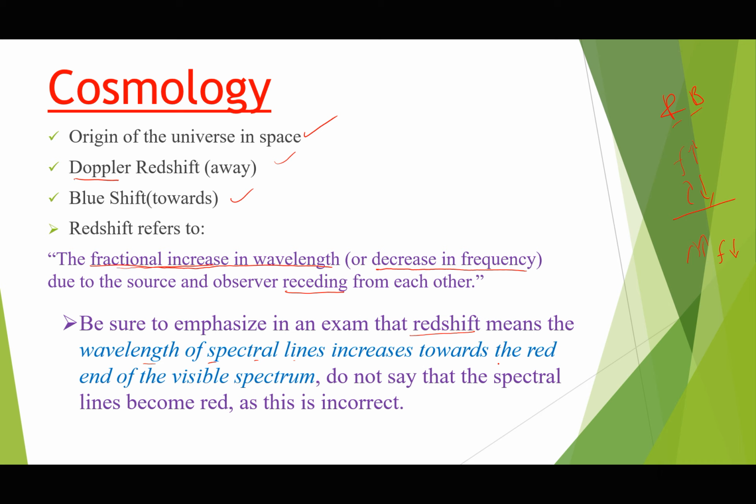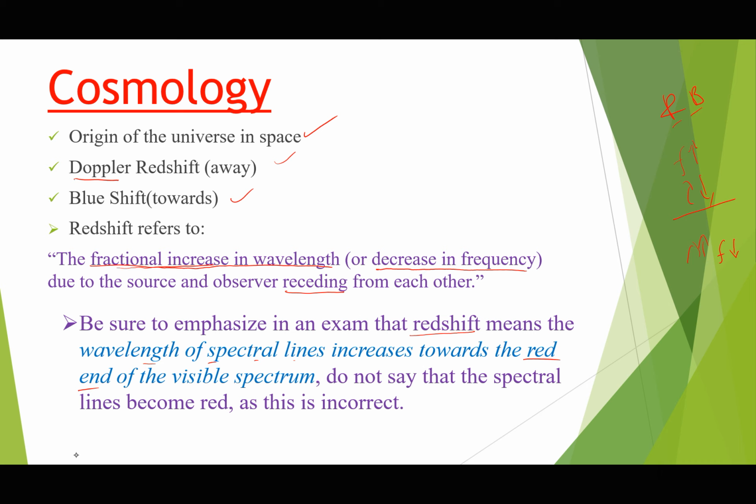A layman, or someone who is not really prepared, may think the spectral lines are becoming red, or that the wavelength is becoming red. But we are saying the wavelength of the spectral lines is increasing, and therefore it is turning towards the longest wavelength in the visible spectrum, which is the wavelength of red. That's what we are going to call the Doppler redshift.